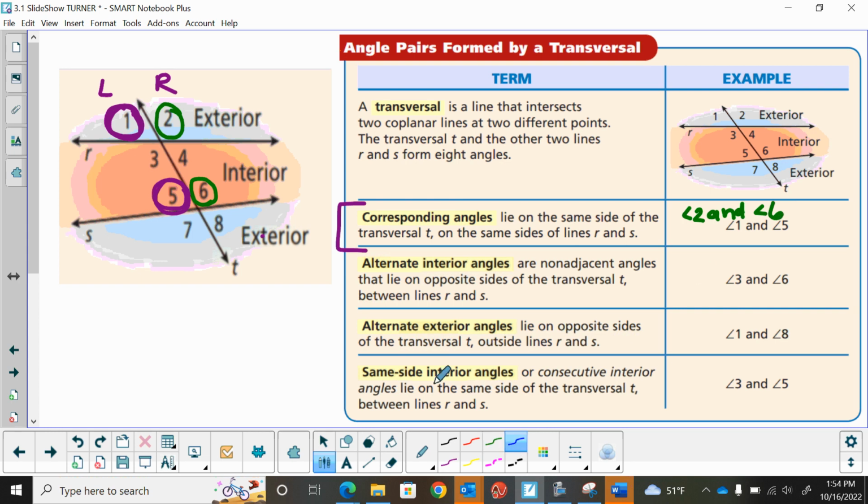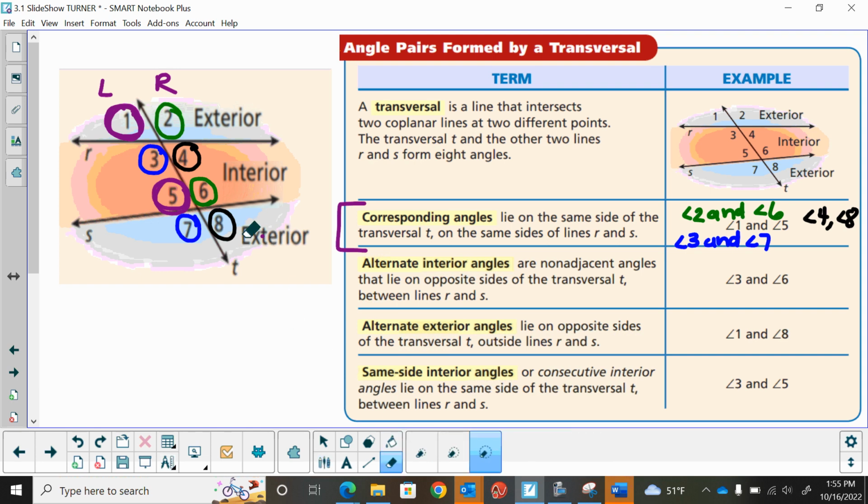And then we have 3 and 7. Okay, they're both at the bottom left. So angle 3 and angle 7. And then 4 and 8. Let's see, I'm running out of colors here. We'll do 4 and 8 as another pair. Those are both in the bottom right position. Okay, so corresponding angles all has to do with the location or the position of where the angles are. And they're in the same position.